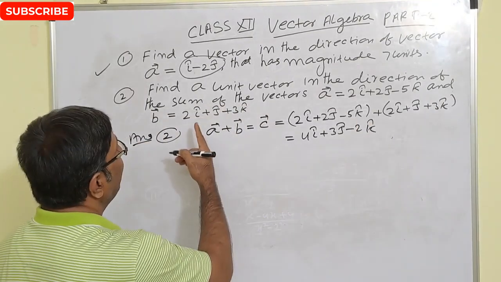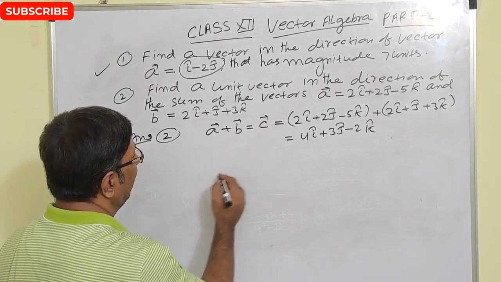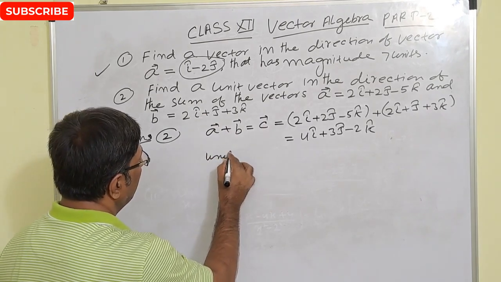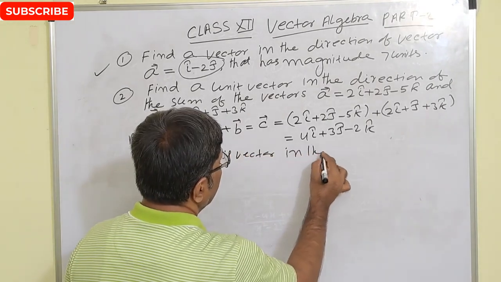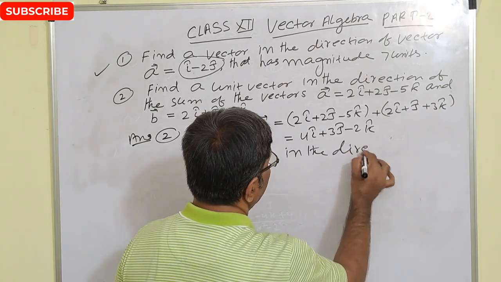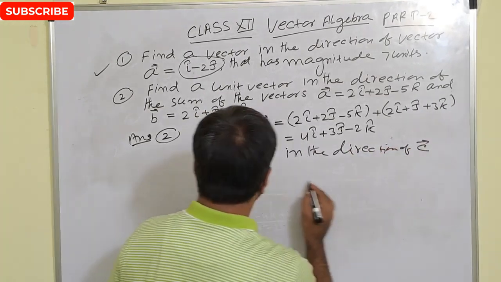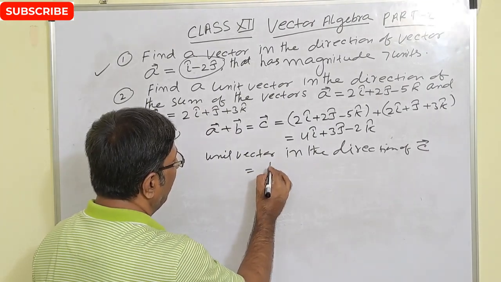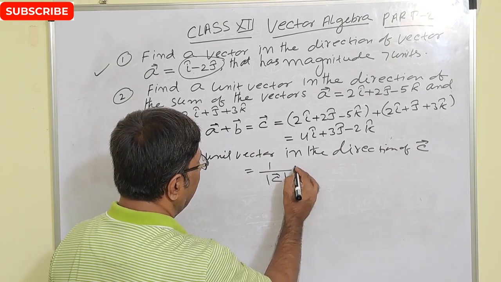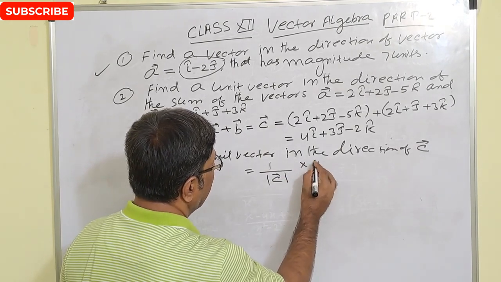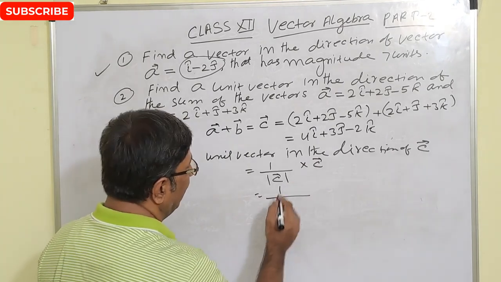Now we have to find the unit vector in the direction of the sum, so the unit vector in the direction of vector C equals 1 upon magnitude of C vector into vector C. So what is 1 upon the magnitude of vector C?